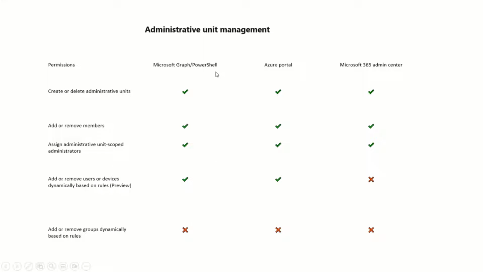If you go to the next slide, they have mentioned what capabilities you can do by using this administrative unit, what the things you can do, and what the limitations are. Here you can create an administrative unit by using PowerShell, Graph, Azure portal, and the Microsoft 365 admin center as well. But there are some capabilities you cannot do, which is add or remove groups dynamically based on rules. So dynamic rule creation is not supported by administrative unit.